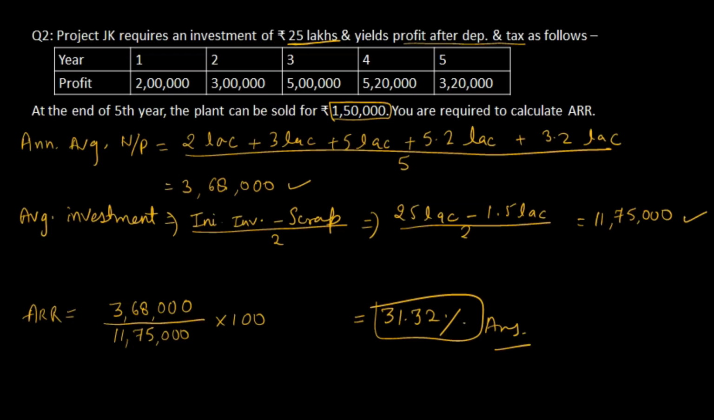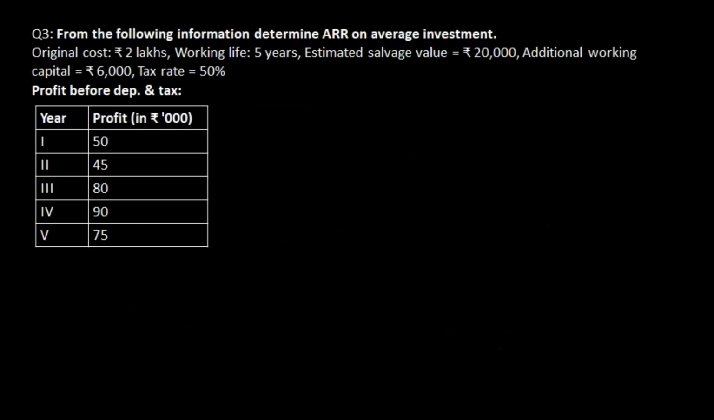So let's do one more question based on this. First read the information given in the question properly. Here also you have to calculate ARR on average investment. One thing: we have two methods to calculate ARR. The first is the initial investment method and the second is the average investment method. If the question asks you to calculate ARR on average investment, as it does here, you have to use that method. If they have not asked, you can go by any method, whichever suits the information given.